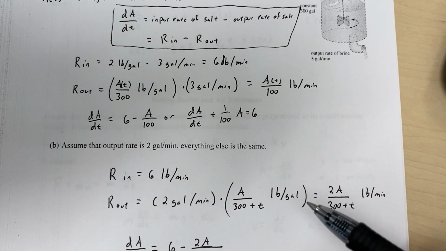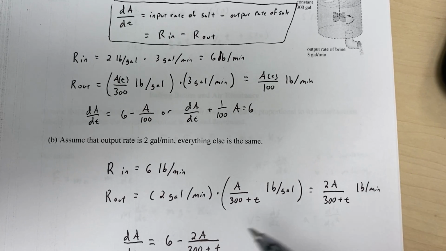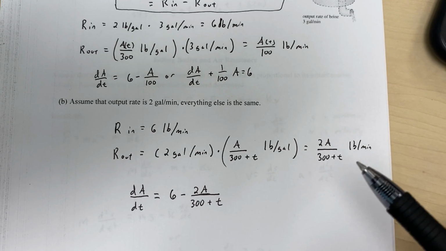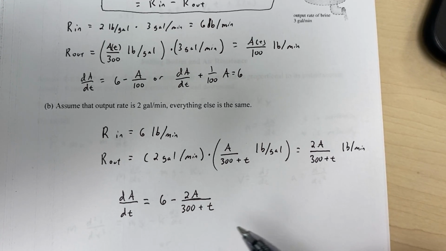So our R_out is just going to be 2A divided by 300 plus t, just multiplying across, in pounds per minute. Then our differential equation is dA/dt equals 6 minus 2A over 300 plus t.